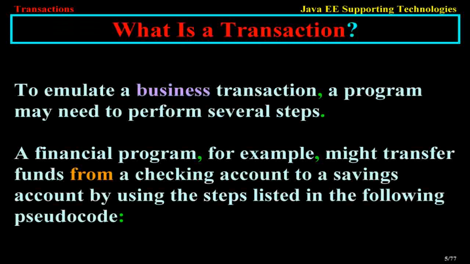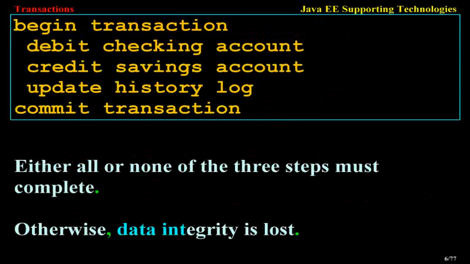What is a transaction? To emulate a business transaction, a program may need to perform several steps. A financial program, for example, might transfer funds from a checking account to a savings account by using the steps listed in the following pseudocode. Begin transaction, debit checking account, credit savings account, update history log, commit transaction. Either all or none of the three steps must complete. Otherwise, data integrity is lost.